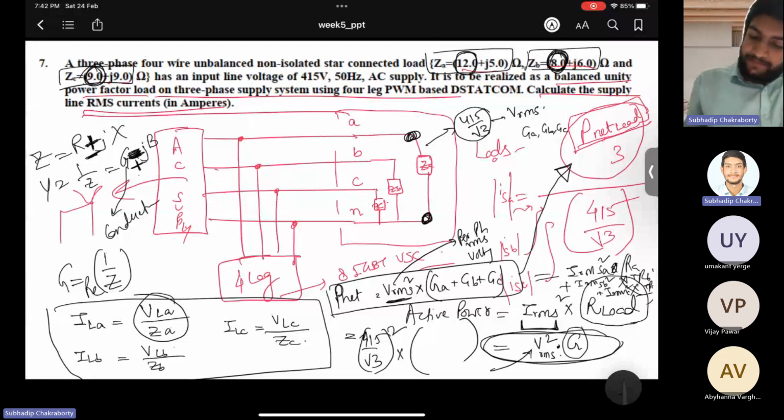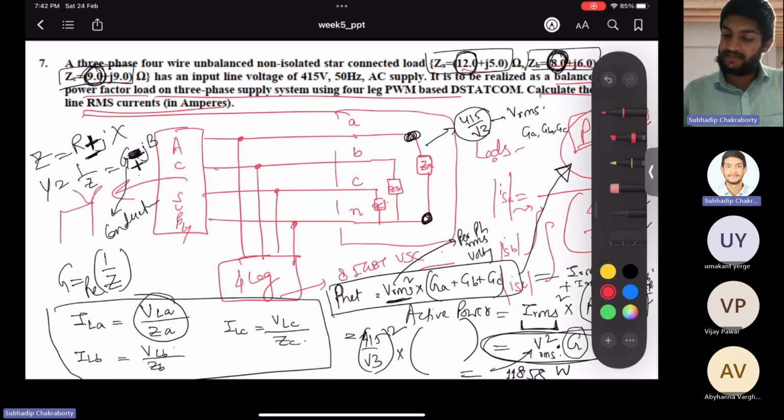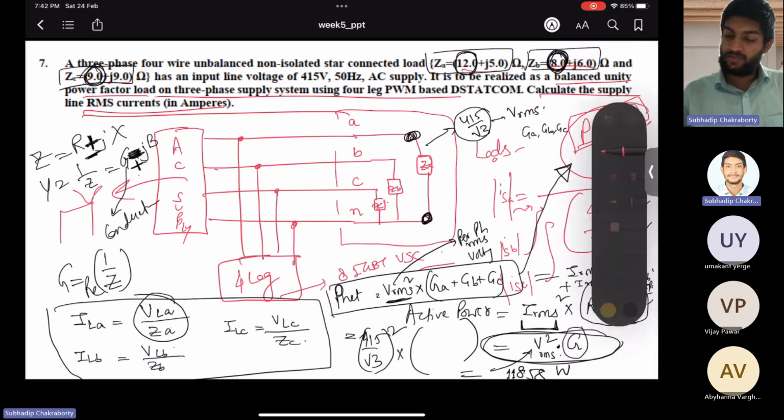So when you calculate, I will leave it to you because we have other problems to solve. The active power will come to be 101,858 W. So 11858 split by 3, and when you divide by 415 by root 3, the currents will come out as, I will write the answer in blue.